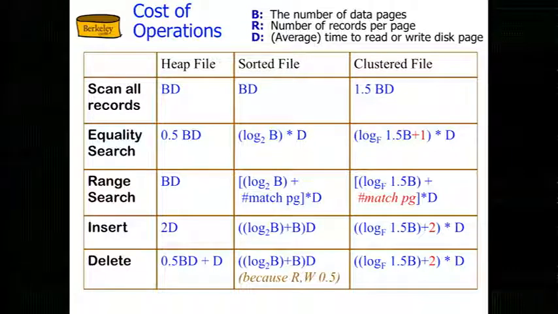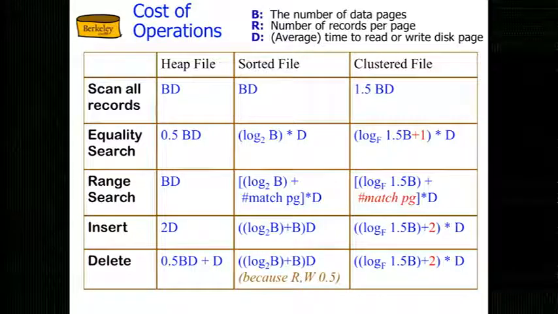All right, and that's why the equality search is log base F of 1.5 BD plus 1. What's the plus 1? Oh, actually, what the heck? It's log base F. What's F? Any guesses? We didn't really see F yet. It was hidden inside of a triangle. What triangle did we have on the screen before? It was our index. Okay?